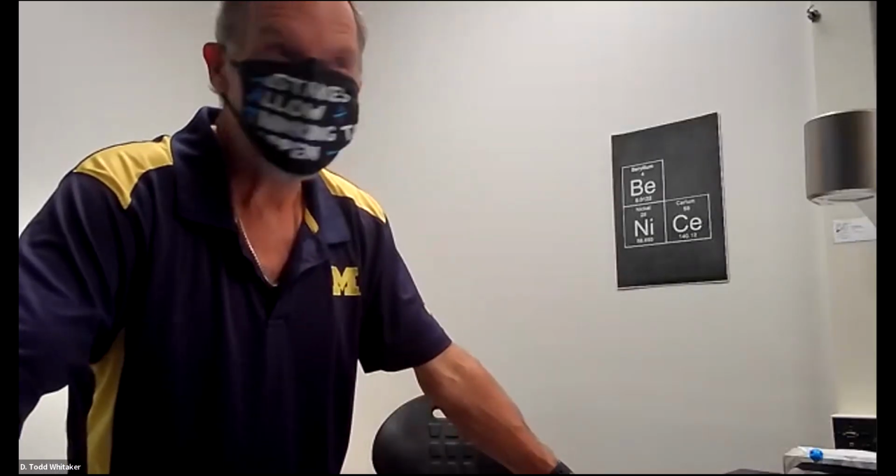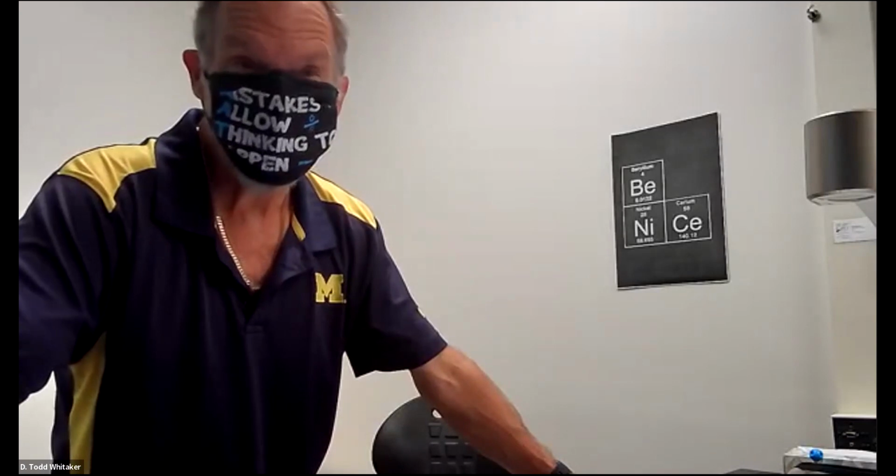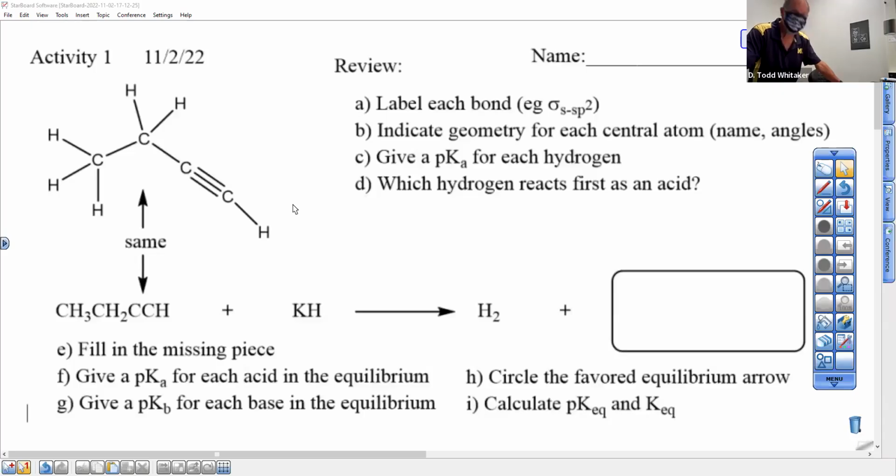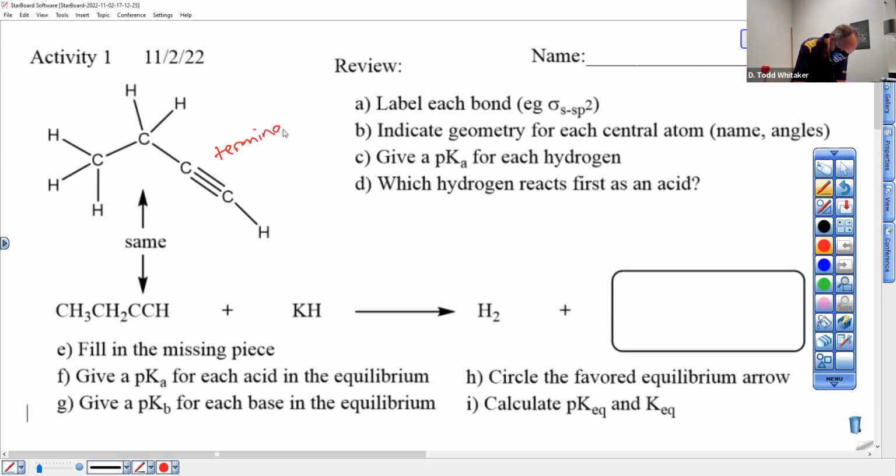Ladies and gentlemen, we're going to begin our exploration of chapter 7, which is called Alkynes. Here is an alkyne. It's on the end of a chain, so it's called a terminal alkyne. Later on in activity 2, we'll see some internal alkynes. They're in the middle of a chain.